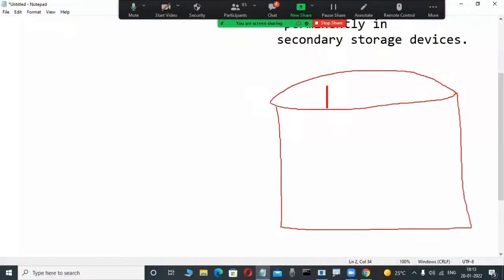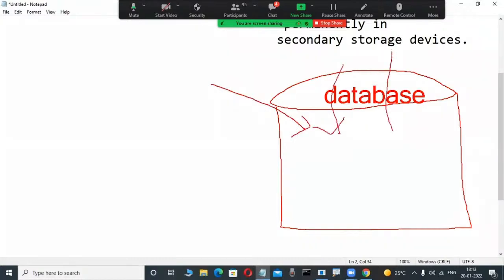So many people are thinking like that. Okay, database. Here, in this place only, we are storing data. We are thinking of it as a random collection of data. That is absolutely wrong.